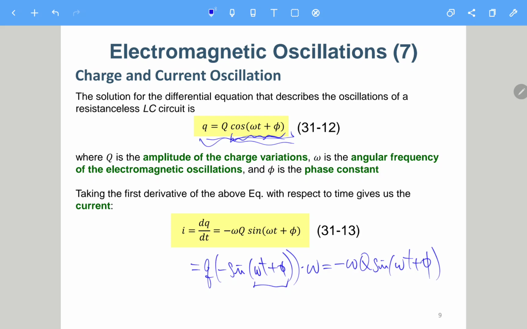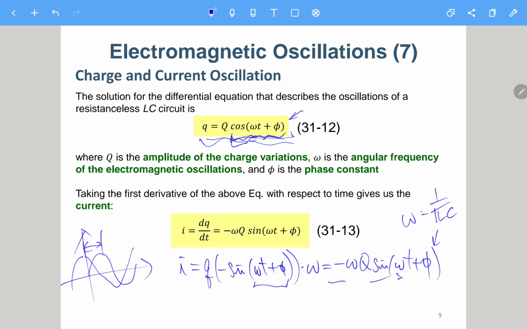So the charge and the current have the same frequency, omega equals 1 over square root of LC. The phase will be different. The cosine and sine will have a 90-degree phase shift from each other. Say sine is something like this, cosine is something like this. So between them there is a 90-degree phase shift.